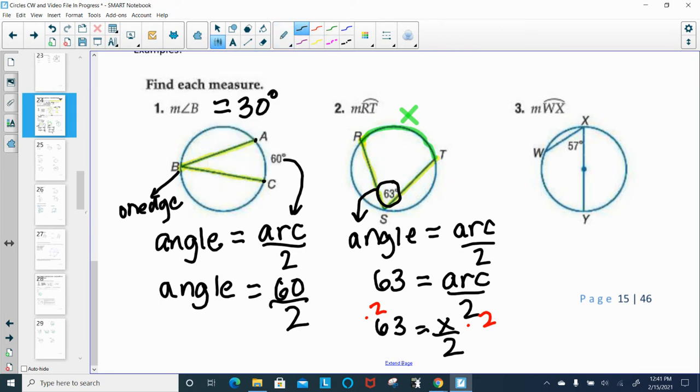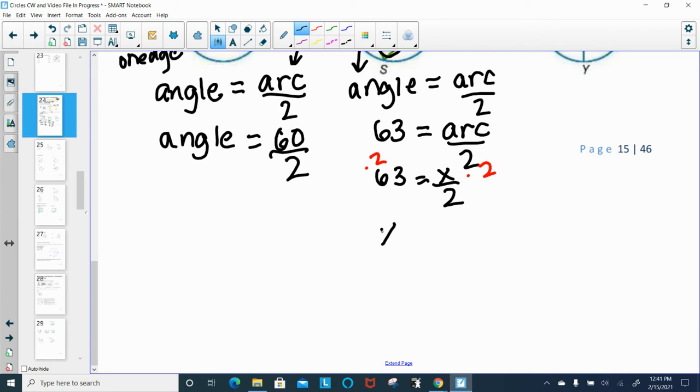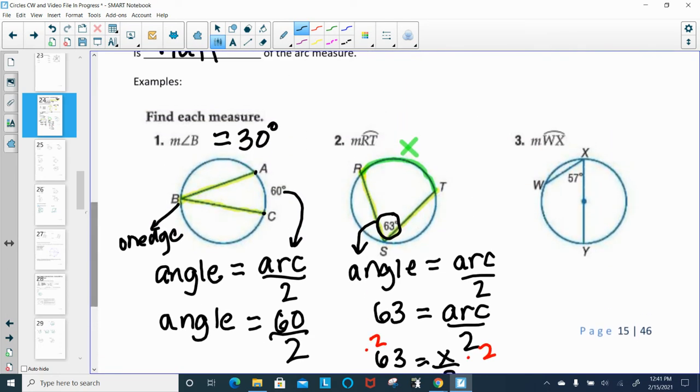Now, let me just extend the page a little bit so that I can write that. So that means x is the arc, which is 126 degrees. So you just have to be careful.